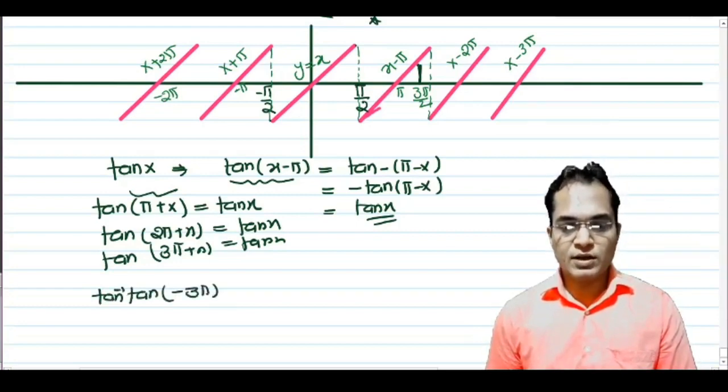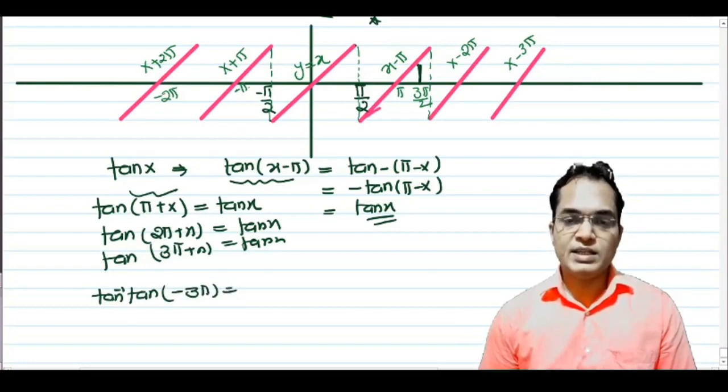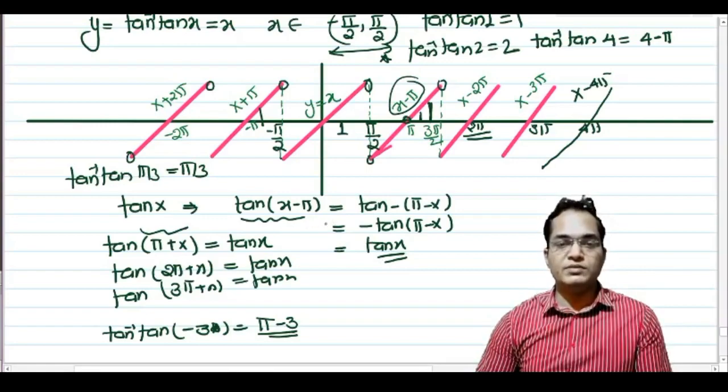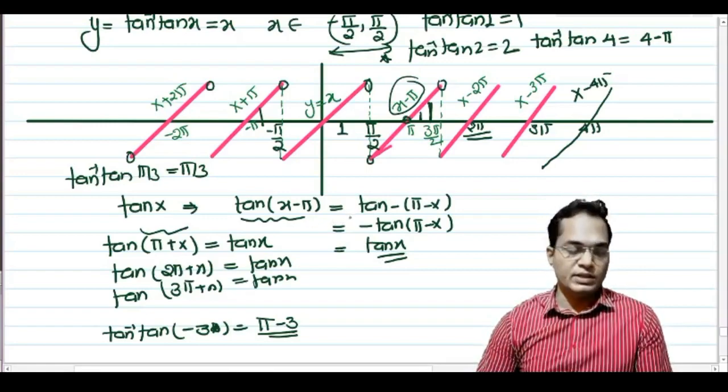is your answer? Where is the minus 3? Minus 3 is here, which means my answer will be minus 3 only. My answer will be pi minus 3. Now, on the basis of this graph, we are going to solve some questions given in the exercise of R.D.